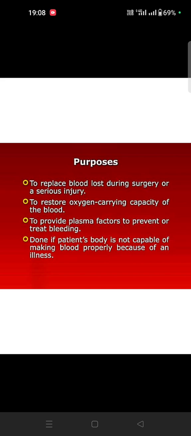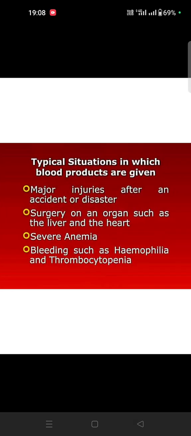The patient's body may not be capable of making blood properly because of illness, and then we can give it. Also for major injuries after an accident or disaster, surgery on organs such as the liver or the heart, severe anemia, and bleeding disorders such as hemophilia and thrombocytopenia.